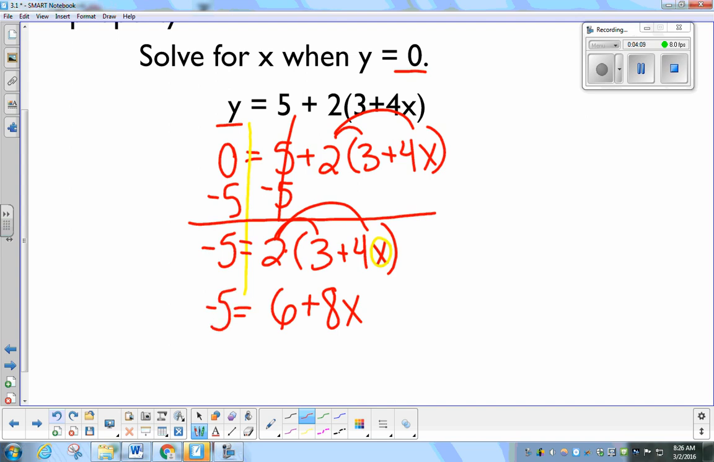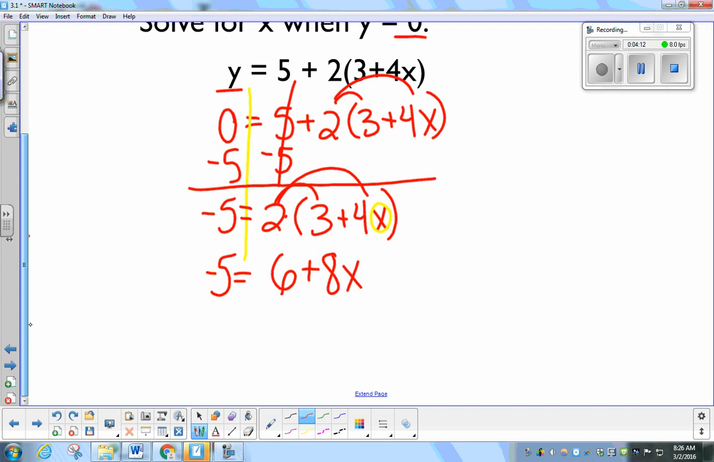Keep writing it. Keep writing negative 5. Even though it's not changing, you want to keep bringing it down so you can keep working with it. Now, this is just a normal two-step equation. Here's my x. He wants to be all alone. We've got to move the 6 and the 8.